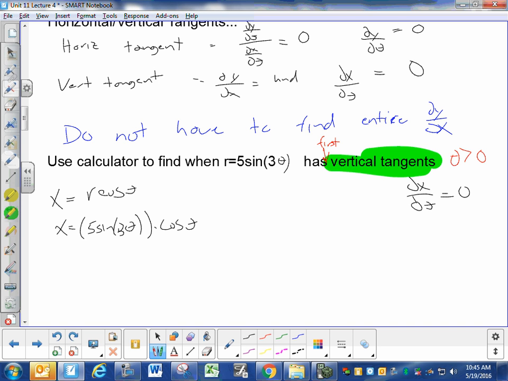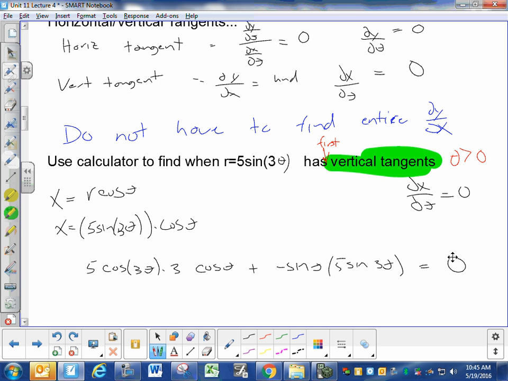Okay, well, I need to find dx/dθ and set it equal to 0. Let's go ahead and do that. The derivative of the first, 5 cos 3θ, chain rule, multiplied by the 3, times the second, plus the derivative of the second, times the first. Set that equal to 0.